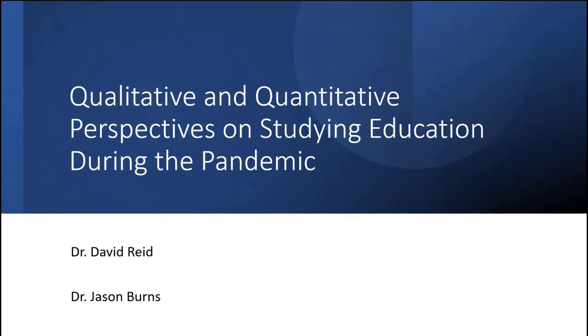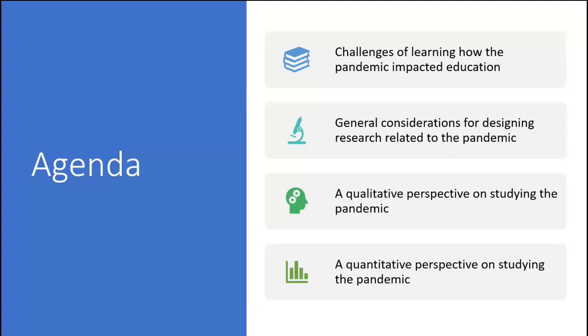As you know, the purpose of this seminar today is really going to be focused on helping folks who are interested in studying some facet of the pandemic develop their ideas and their methods. We're going to talk about things that touch on the pandemic from both a qualitative lens and a quantitative lens. The structure today is that the first two items are really kind of universal. First, what are the challenges of learning about the different ways that the pandemic has impacted education? And I think Dr. Reid will talk a little bit about that.